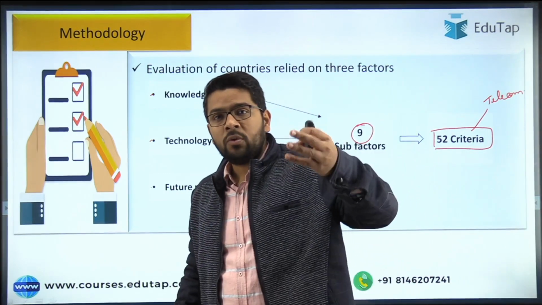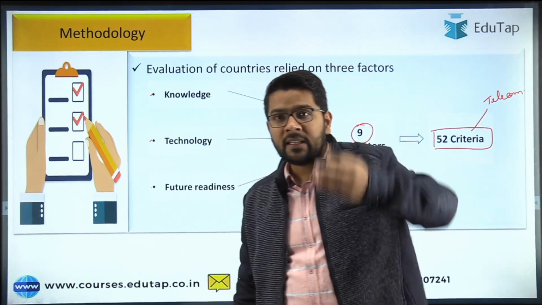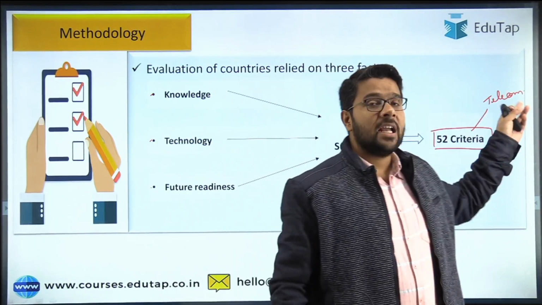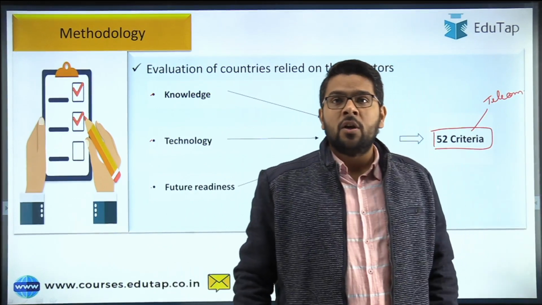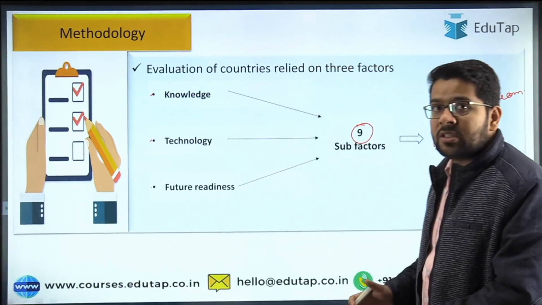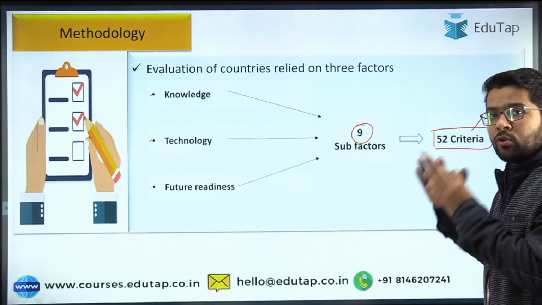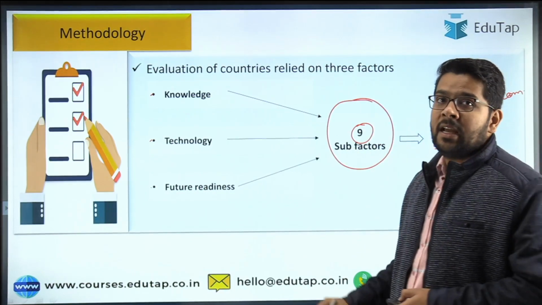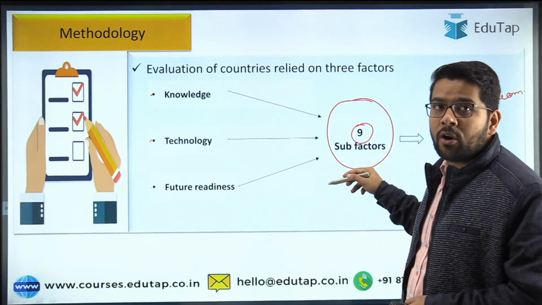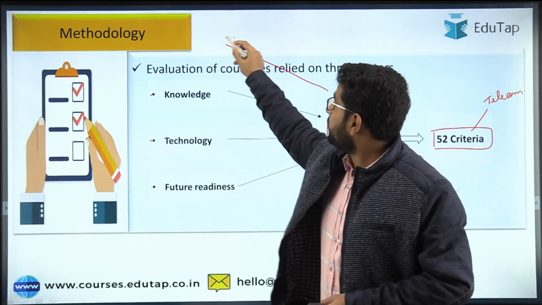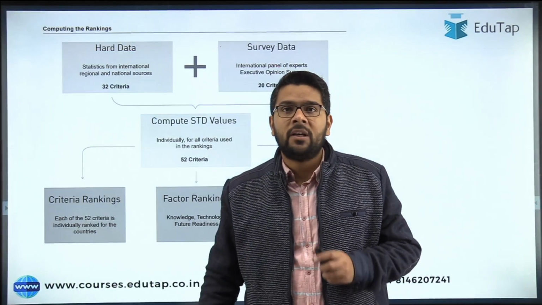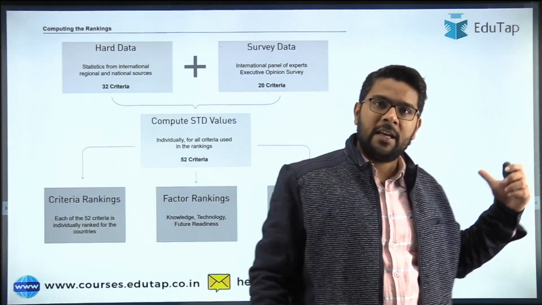So they will rank the entire range of countries, that is the 63 economies, on the basis of their investment in telecommunication, and through the ranking in those criteria, they will come to these 9 sub-factors, and then they will prepare the overall ranking of the countries. Okay, I hope you understand. If not, let's come to the methodology again in much more detail.